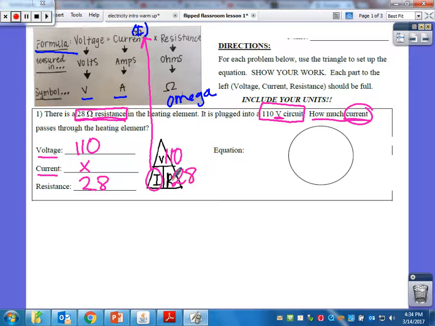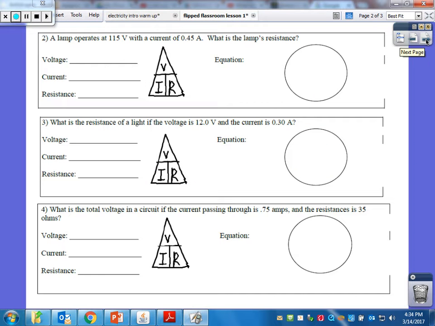If you remember how to use the triangle, when 110 is on top of 28, we're going to divide. So 110 by 28. And once you divide those two numbers, you should get 3.9. And what's our unit for current? Take a look back up here, down here. Amps, or you can just write an A. So 3.9, I'm just going to put an A. Okay? So we might have to flip back and forth to look at our unit. It's on the top of your page, but I'll probably flip back and forth.